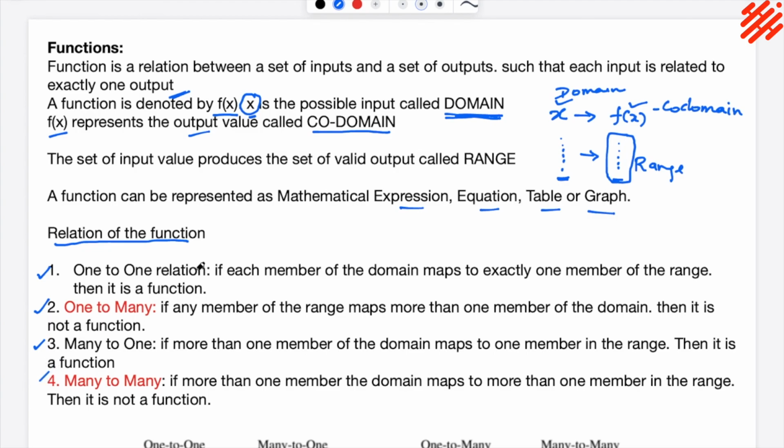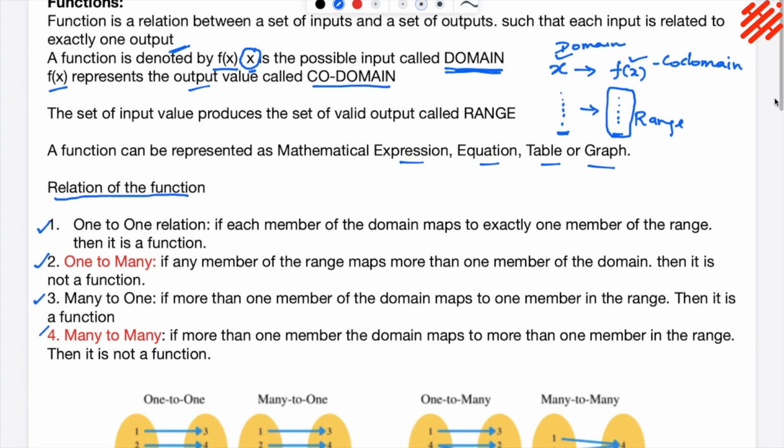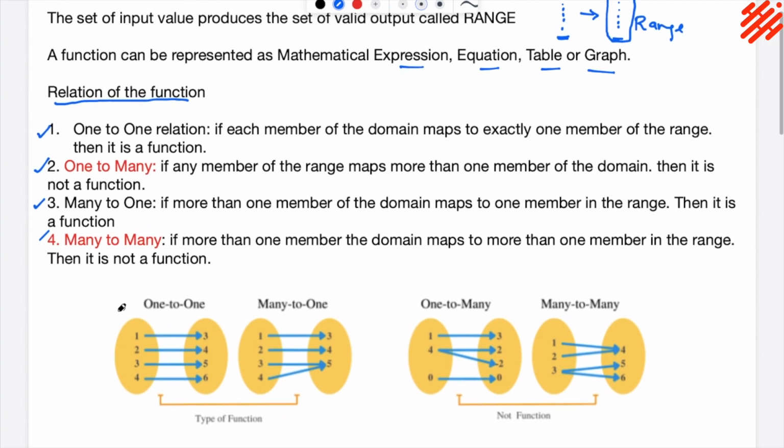So one-to-one relation means, for example, this is the domain, this is the range. If each member of the domain maps to exactly one member of the range, then it is called a one-to-one relation. If the expression has a one-to-one relation, then it is a function.